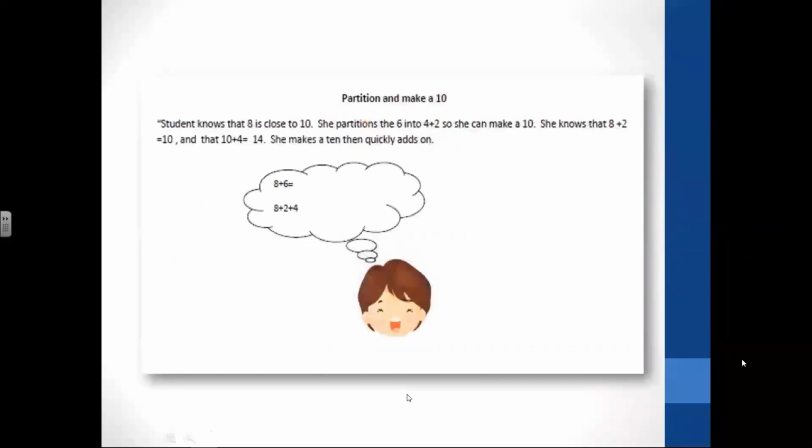And partition and make 10. The student knows that 8 is close to 10. She partitions the 6 into 4 plus 2 so she can make a 10. She knows that 8 plus 2 is 10 and that 10 plus 4 is 14. She makes a 10, then quickly adds on.